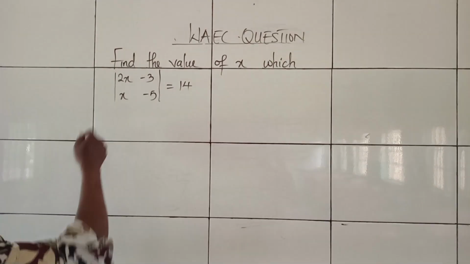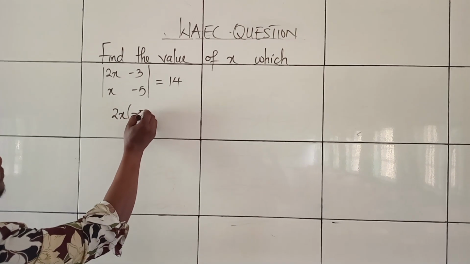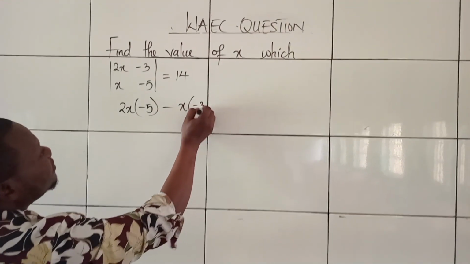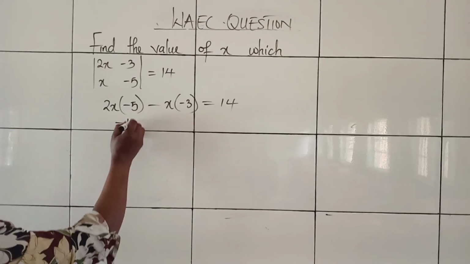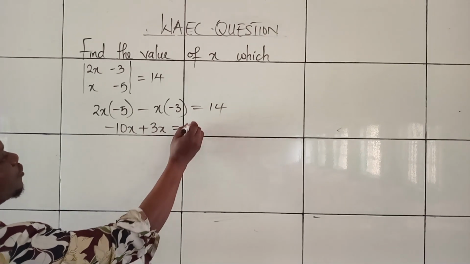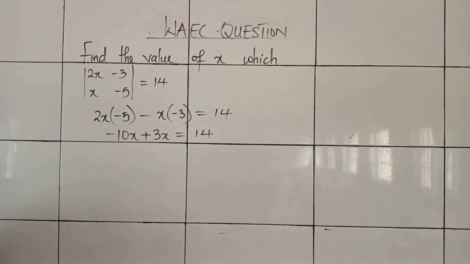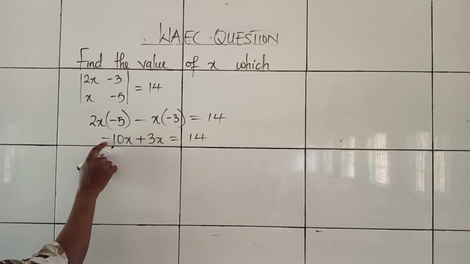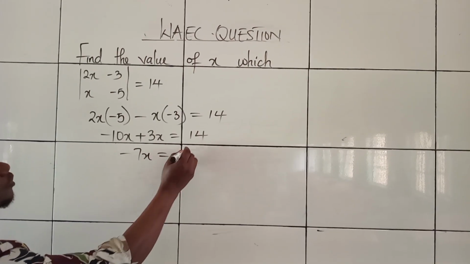So to do that, you multiply 2x by minus 5, minus x multiplied by minus 3. Then you equate it to 14. So 2x times minus 5 will give us minus 10x. Then minus times minus will give us plus, so plus 3x equals 14. So minus 10x plus 3x will give us minus 7x, because the 10 is carrying the negative value. So we are going to have minus 7x equals 14.